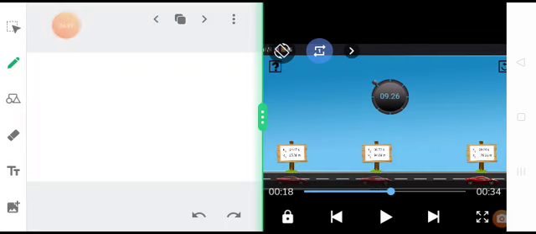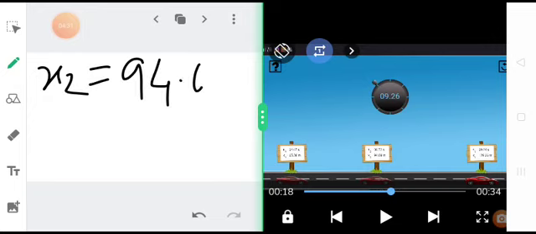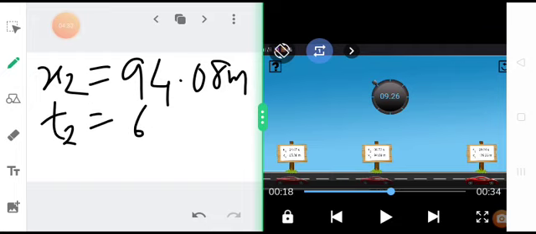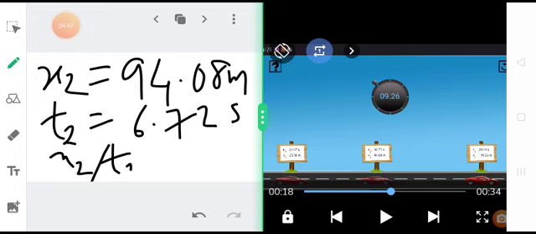Let's use the second value. x2 is equal to 94.08 meter and t2 is equal to 6.72 seconds. So let's calculate x2 by t2. So that will be equal to 94.08 divided by 6.72. So again you get the answer 14 meter per second. So I hope you have understood that there is a uniformity in the motion of the car.